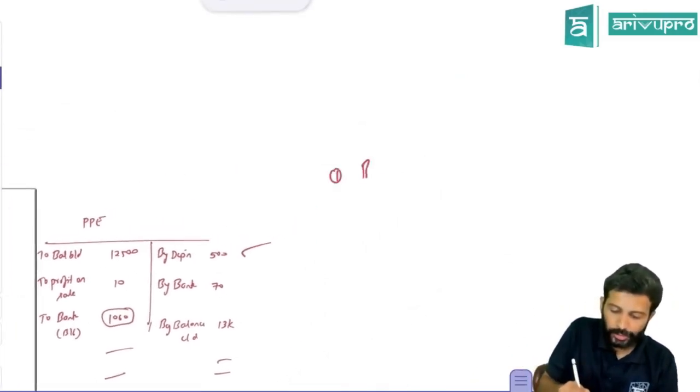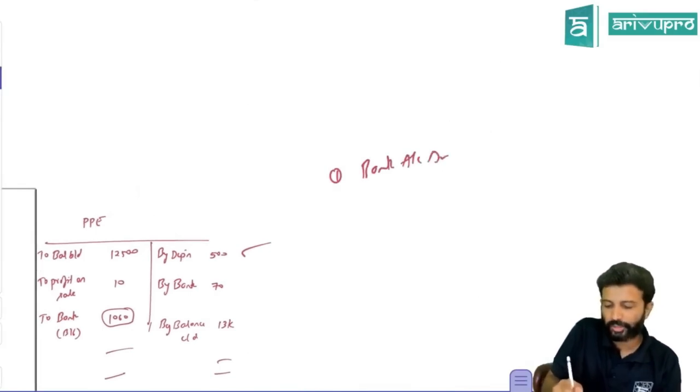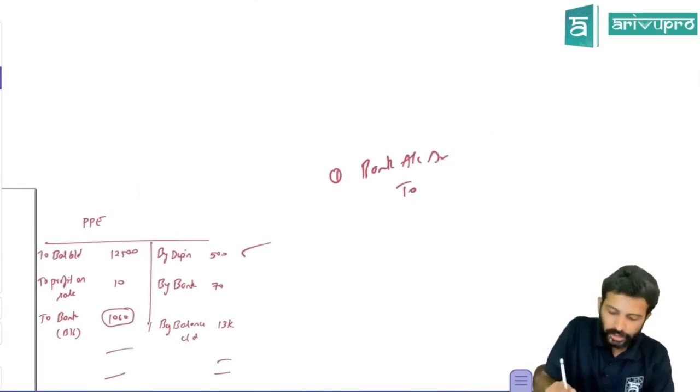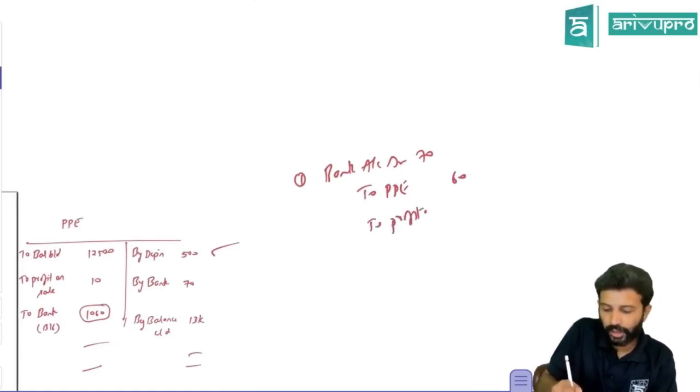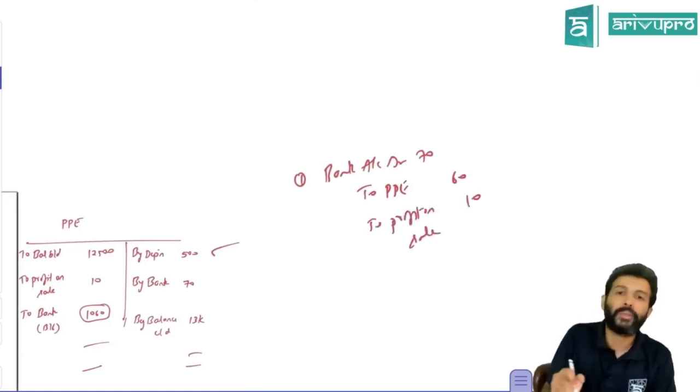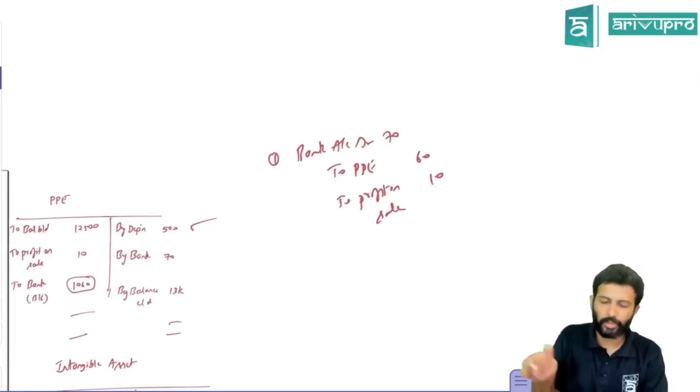So in fact, you pass the journal entry as bank account. Usually that's what study material does. Usually the journal entry should have been bank account debit 70 to PP account credit 60 and to profit on sale 10. This is one way to pass the entry. Okay, profit should go to P&L.